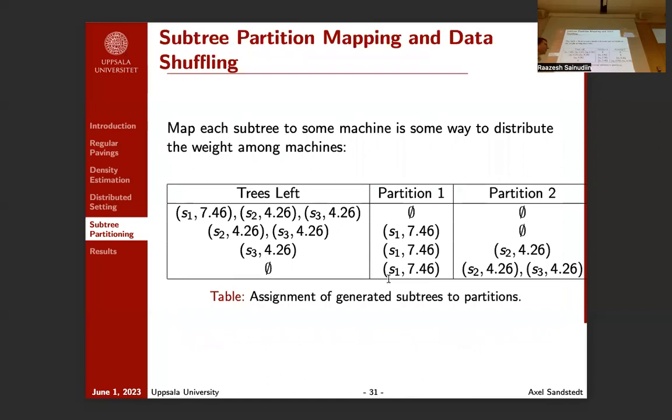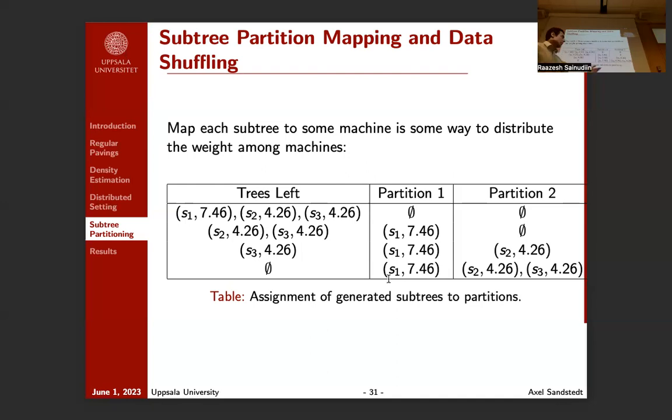So the way we distribute our trees among the partitions is by using a well-known rule from approximation theory. It is the longest processing time rule. So the idea is just that we sort our trees according to their weight. We pick the one with the largest weight and assign it to the partition with the smallest weight in total. So at the start, we pick S1 and assign it to partition one. In the second iteration, partition two has the smallest weight, or weight of zero, so we assign S2. And again, we assign S3 to partition two again.